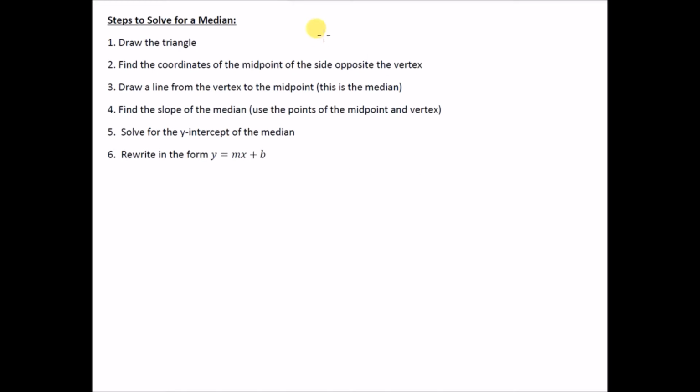Now, again, I'm not a steps person, but here are the steps to find a median. First I would actually draw the triangle, even if it's just a sketch and it's not really on a coordinate plane. Find the coordinates of the midpoint of the side opposite the vertex that they label. Draw a line from the vertex to the midpoint, which is of course our median. And then this is just finding the equation of the line. So step 1, find the slope. Step 2, find the y-intercept, which is the b, m and b, and then just rewrite it in the form y equals mx plus b.